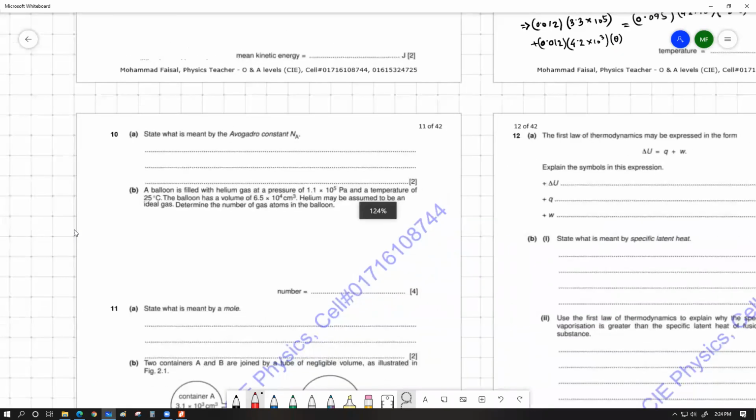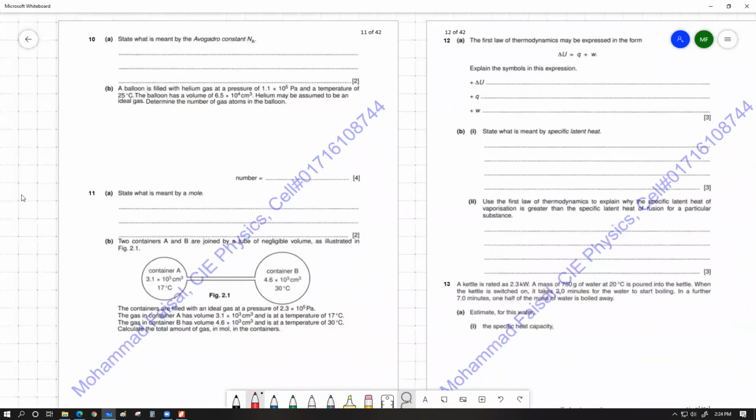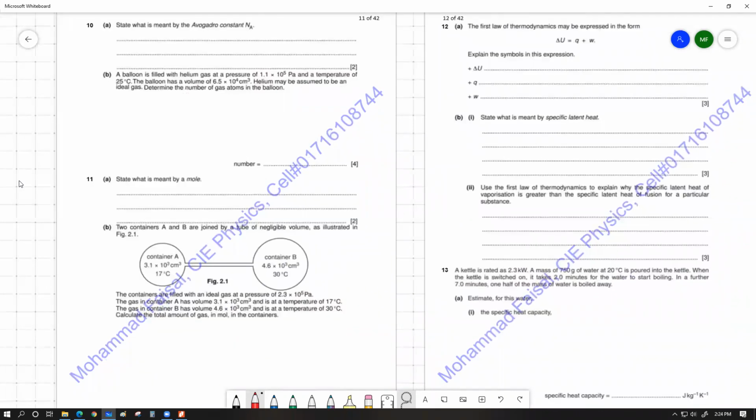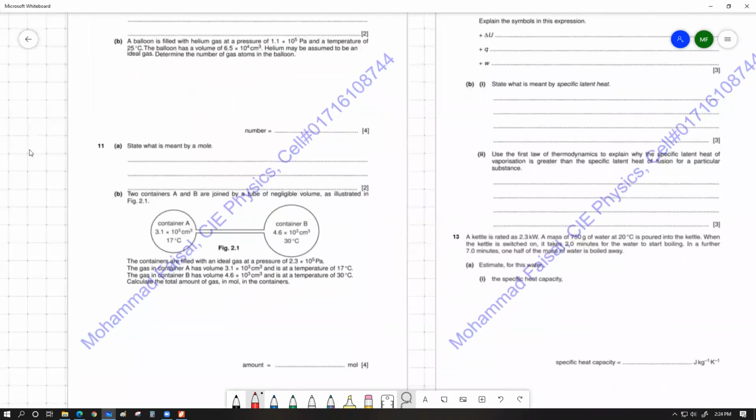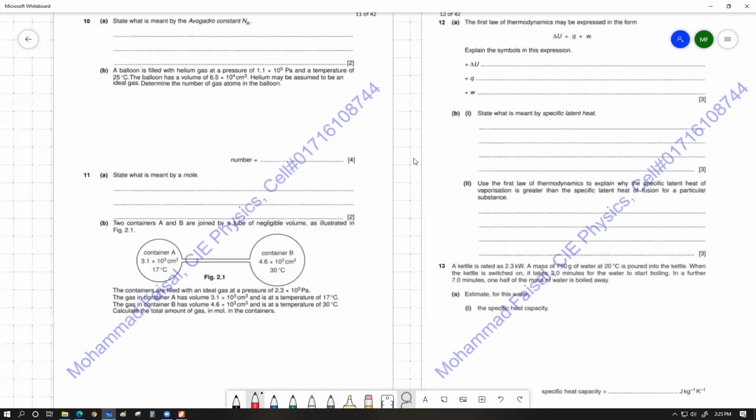Acha, question number 10 is actually quite simple. 11 is also quite simple, I'd say. Yes, we have the pressure, we have the volume, we have the temperature. We are asked to calculate the total amount of gas in mole for the container. So you have to do the calculation individually, differently for both of these containers. So A mole number আলাদা বের করতে হবে, B এর mole number আলাদা বের করতে হবে, তারপর দুটাকে আবার অ্যাড করে দিলে total mole number of gas বের হবে. So it's not so difficult.